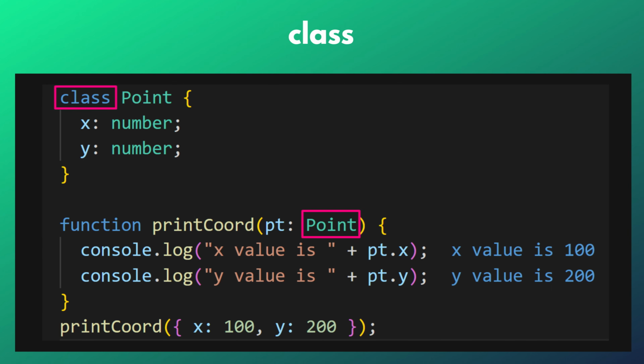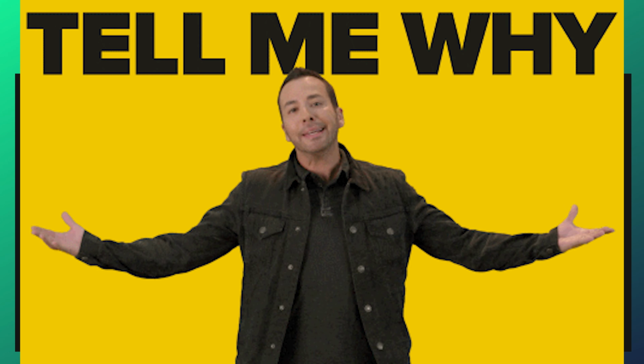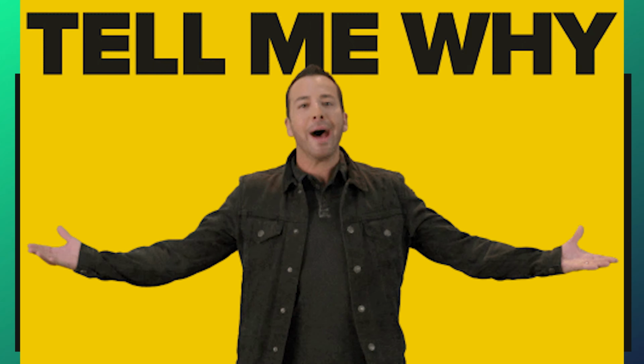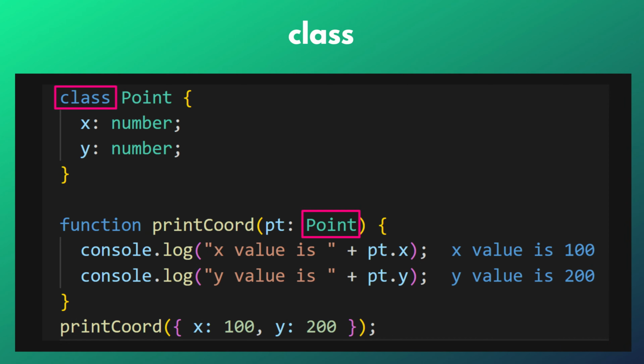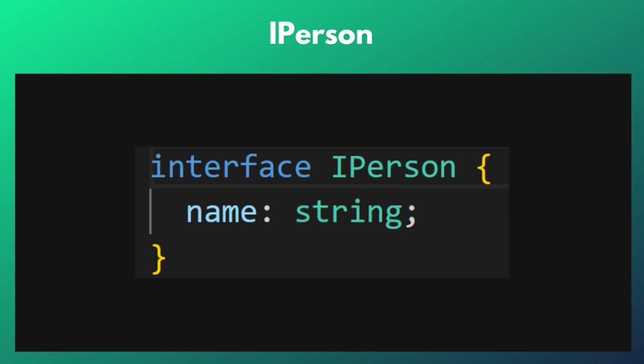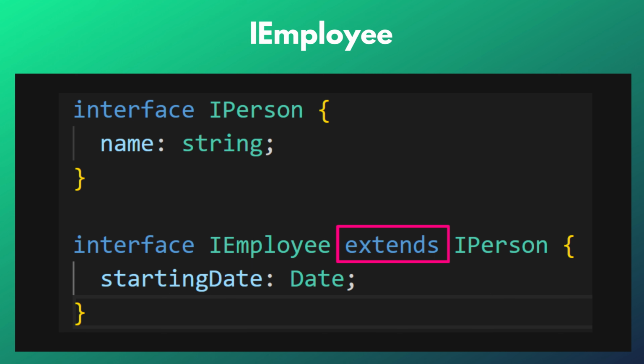Okay, and now you will say, why are there three options to define this type of data, the difference being only the keyword? Because it's not the only difference. Let's find out which are the others. We created a new type, the IPerson interface, that defines the shape of an object with the only name property, which is a string. Now we want to define a new IEmployee type that will have the name and starting date fields. We already have the IPerson data type, so all we have to do is to extend it. For this, we have to use the extends keyword followed by the base interface.